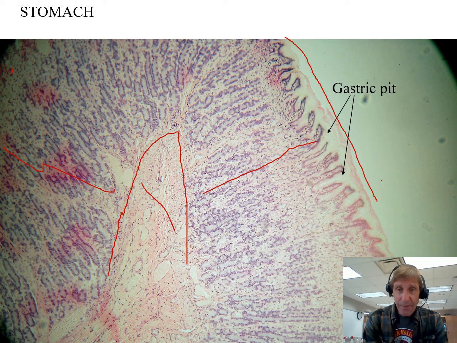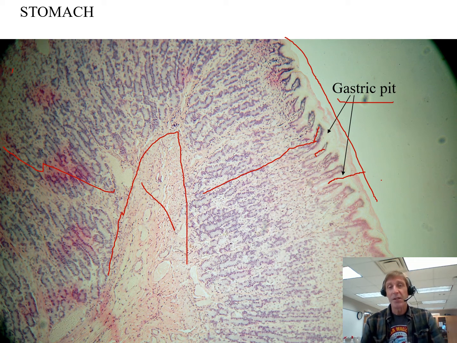And these are not villi. These little projections, they look a little bit like villi. They're not. They're a little pointier looking. The gaps in between them, these are the gastric pits. They're the openings to the gastric glands. That's what secretes the pepsinogen, hydrochloric acid, the mucus, all comes out those gastric glands. So this is a section of part of the stomach.